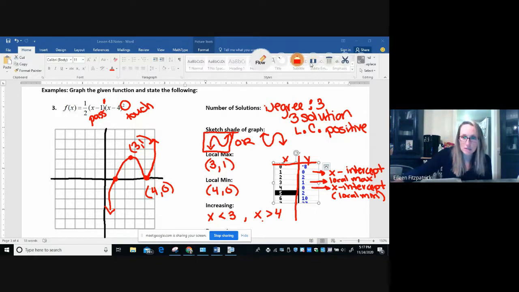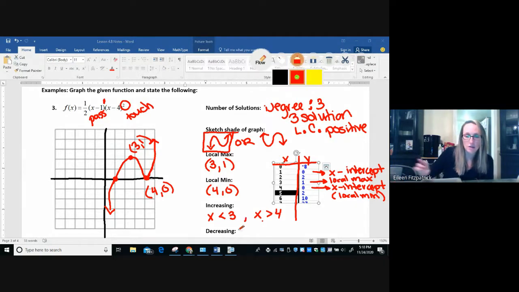I'm going to have to erase this because I can't get down further without erasing, because nothing stays put. Oh, never mind. I can just go like that and write it here. So we're decreasing between 3 and 4. So when our x values are between 3 and 4, that is where we're decreasing. Okay, I think the last thing we have to do is even, odd, or neither. So I'm going to erase all this so I can scroll down.